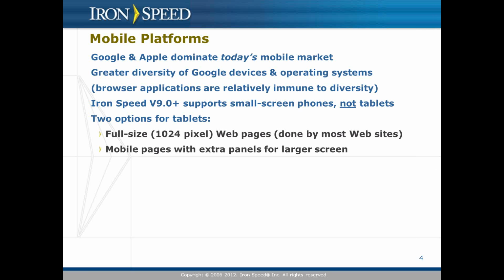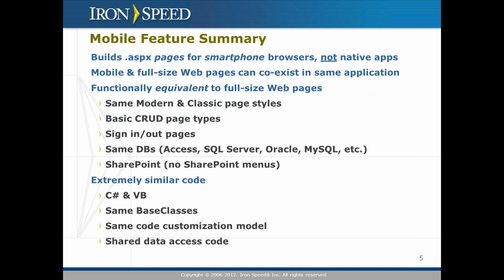So if you're using a tablet, you have 2 options. You can use the full-size web pages that we produce, which is what most websites tend to do for tablets. And the new modern layout in 9.1 is actually ideally suited for that because it doesn't require horizontal scrolling in general. The other option is to use the mobile pages, which are designed for the phones, so you would really need to add extra panels in that case to use up the space from the larger screen.